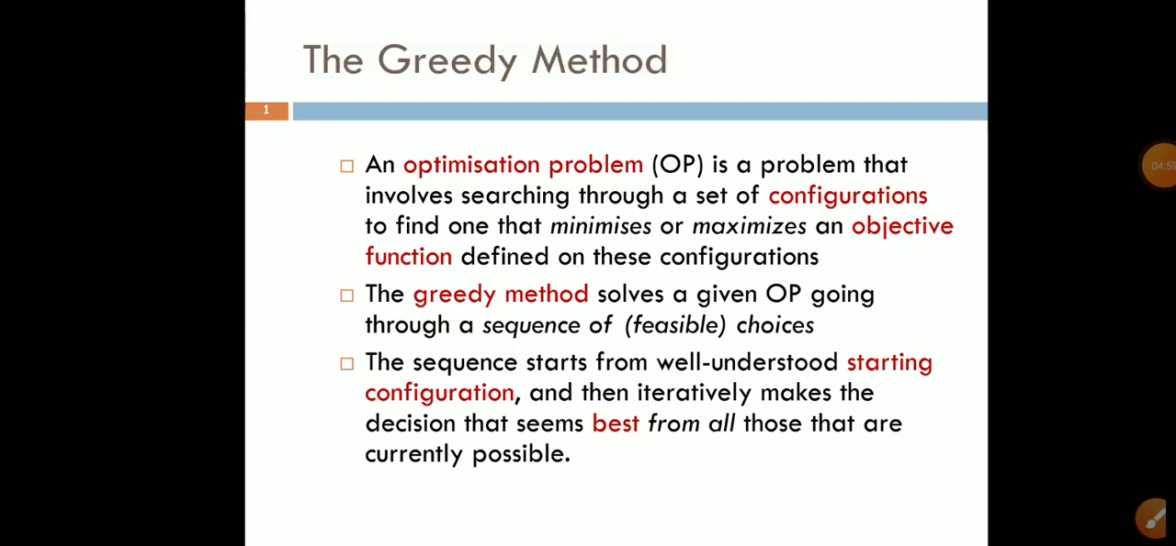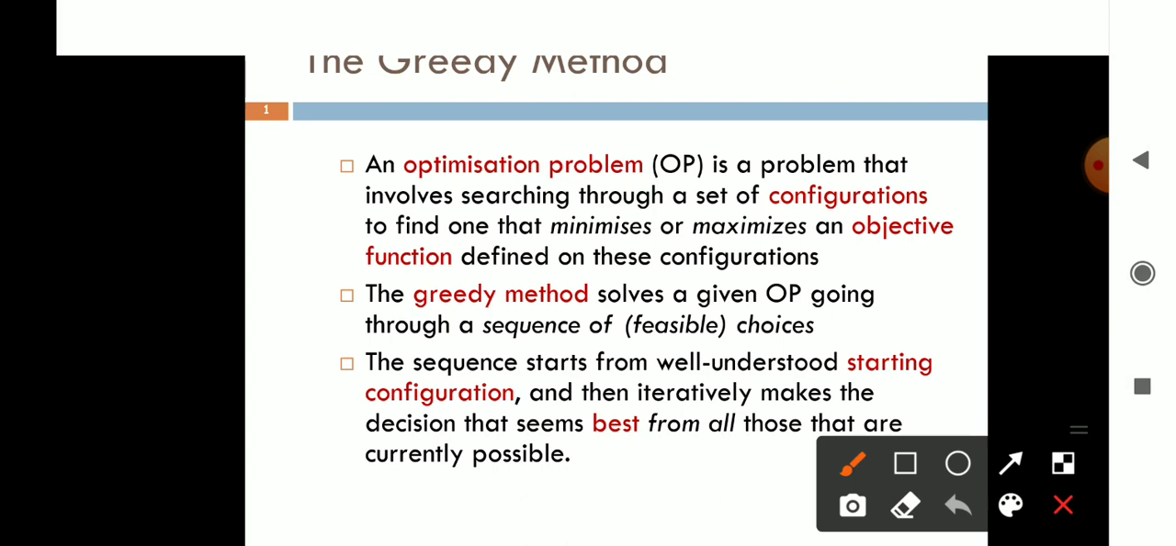So here we have the greedy method. In that we are going to optimize the problem, which is called an optimization problem. It is a problem of searching a set of configurations, and we are going to find one that minimizes or maximizes the objective function.